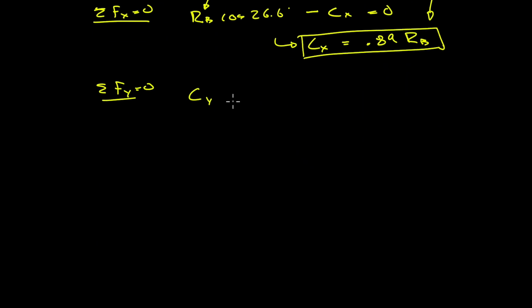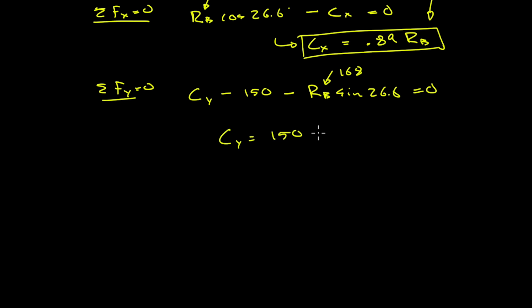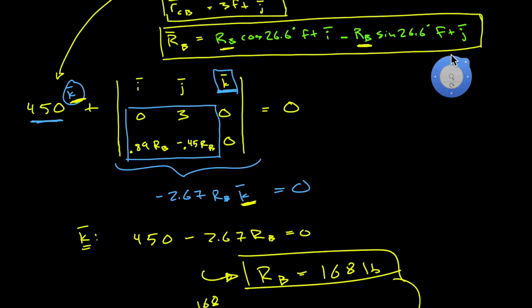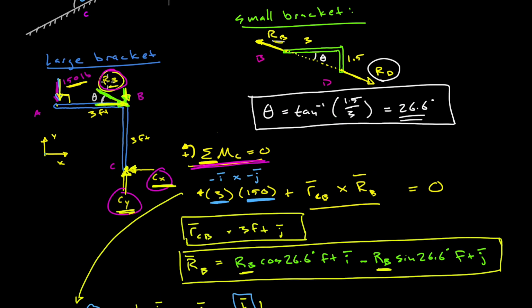That just looks like Cy in the positive direction, minus 150, minus Rb sine of 26.6, which is the vertical component of our Rb. All that has to equal 0. Again, Rb, we know this is 168 pounds. So Cy is now solvable as well. It's just going to be 150 plus 0.45 of Rb, which is 168. So Cy is completely solved as well. And so now we've actually found the reaction at point C as well as the reaction at point B.